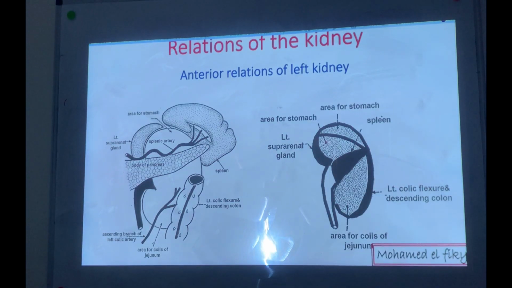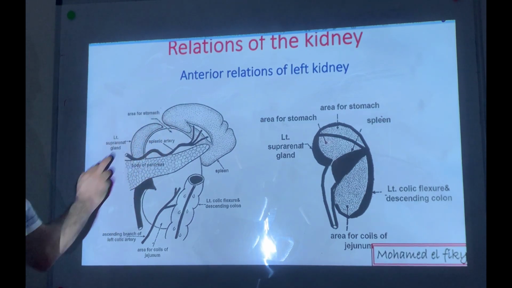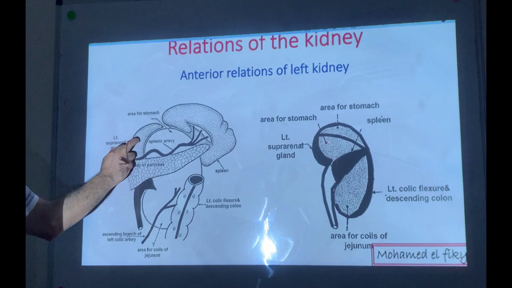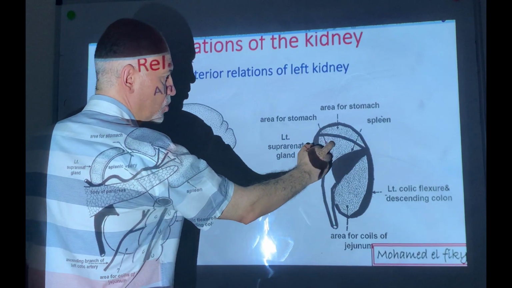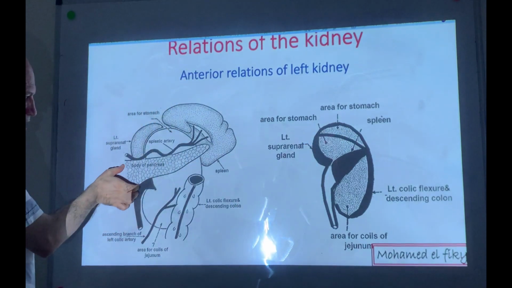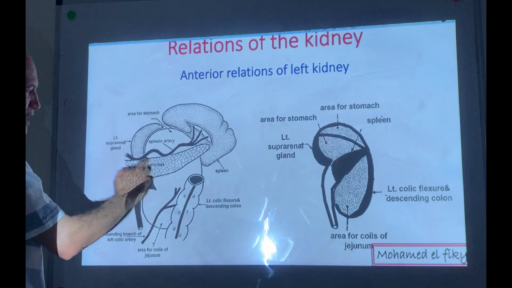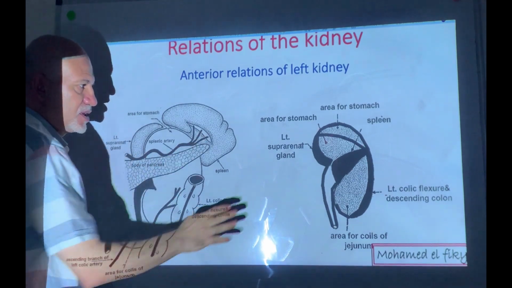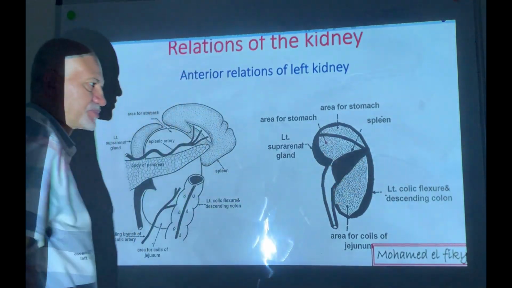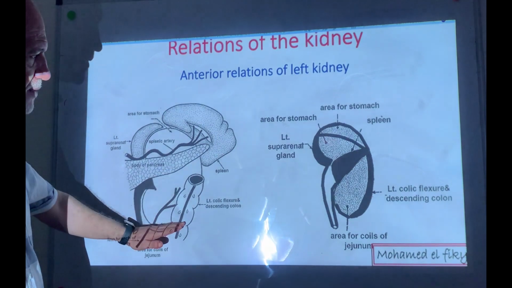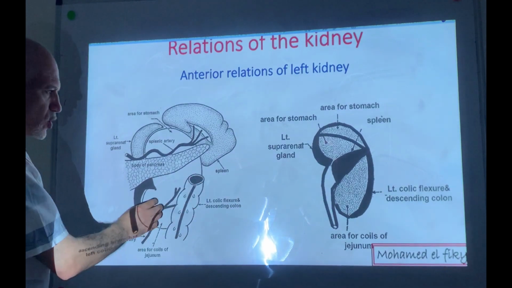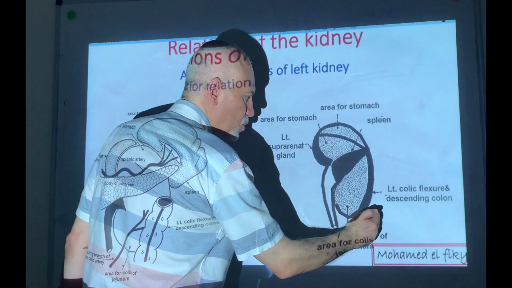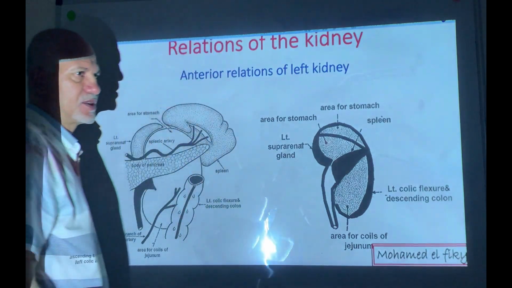Anterior relations of the left kidney: upper area is related to suprarenal, stomach, spleen. In the middle area, related to the body of pancreas and the splenic artery. Lower area related to descending colon and the coils of small intestine, or jejunum.